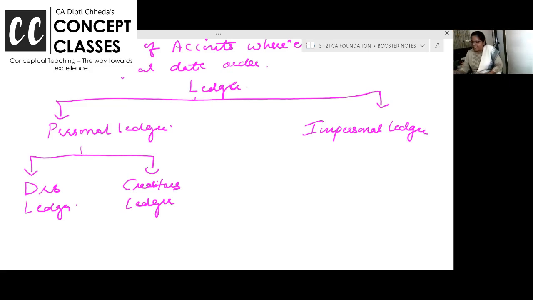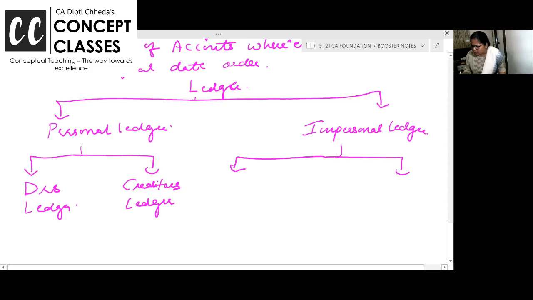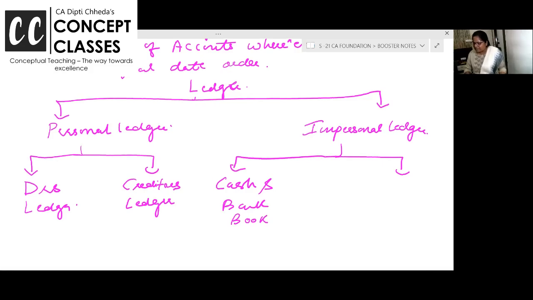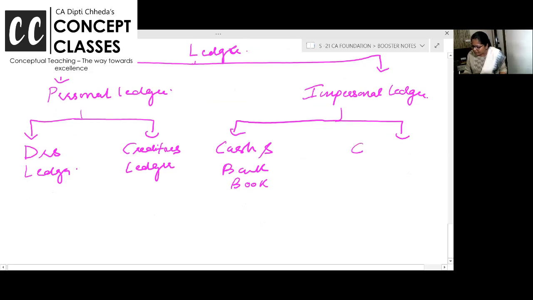Now, impersonal ledger. Again, we divide it into 2. We have cash and bank book. I hope all of you know cash book and bank book itself is cash and bank ledger. So, we have learned how to make this. And then we have general ledger. In general ledger, we have all the other ledgers other than debtors and creditors ledger.